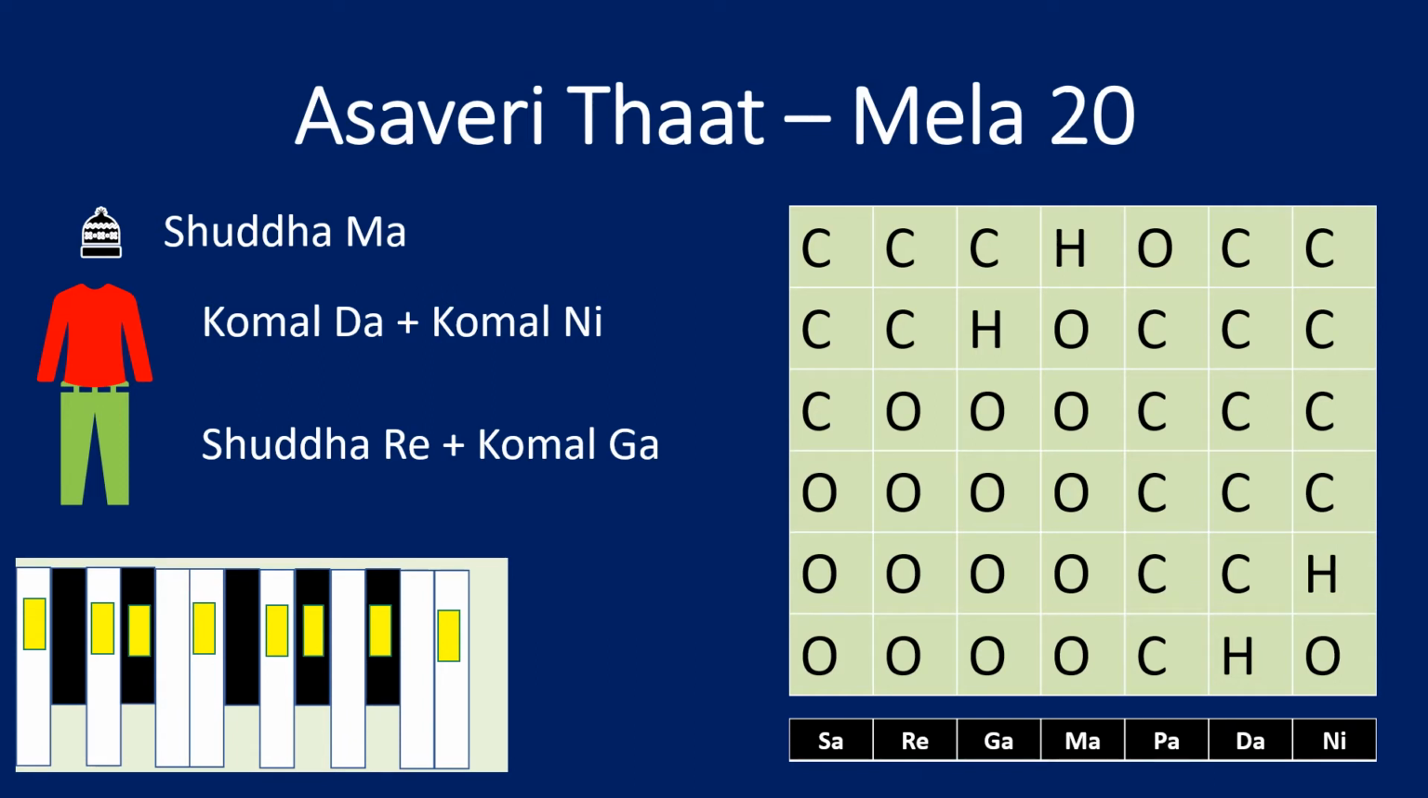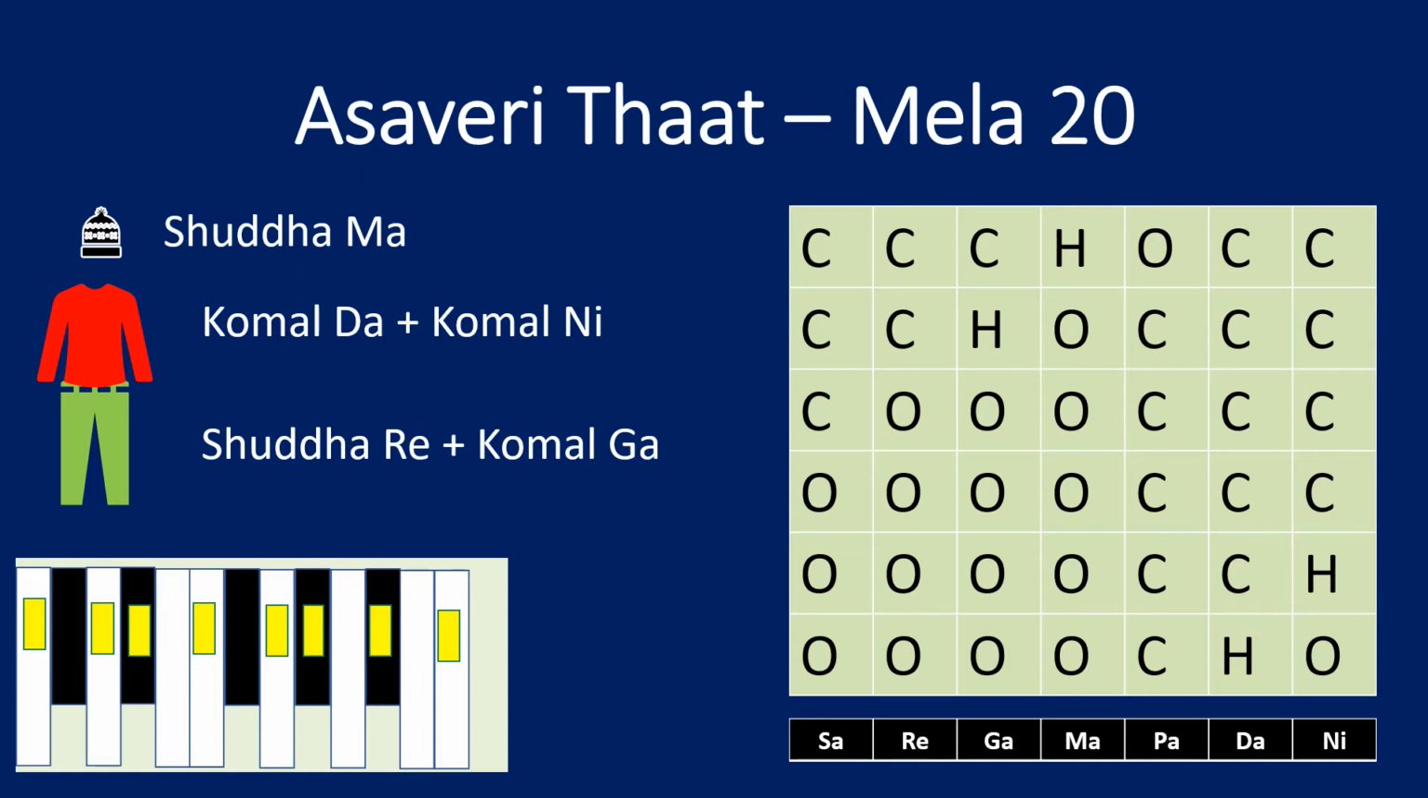In Asaveri Thaat, one more note is komal, and that note is the komal Dha. So the komal notes are lower in frequency. On the piano keyboard, with Sa taken as C, this is represented as follows. The Sa, Re, Ma, Pa, and Sa are white notes, and the Ga, Dha, Ni are the black notes.